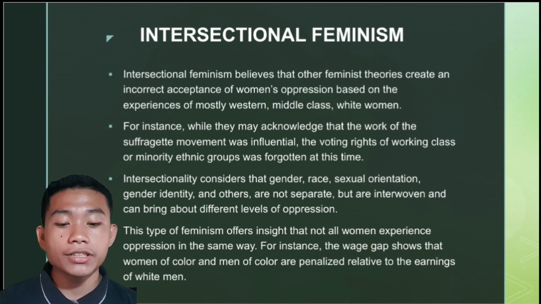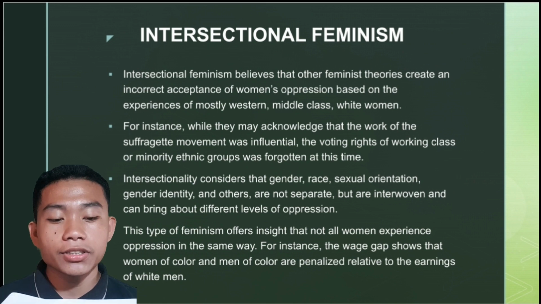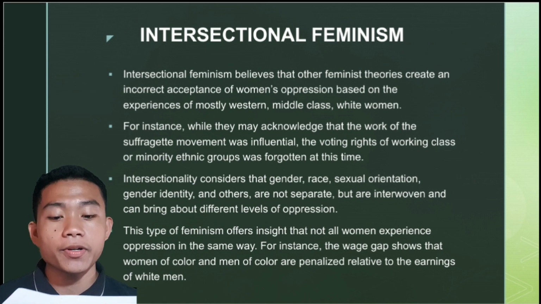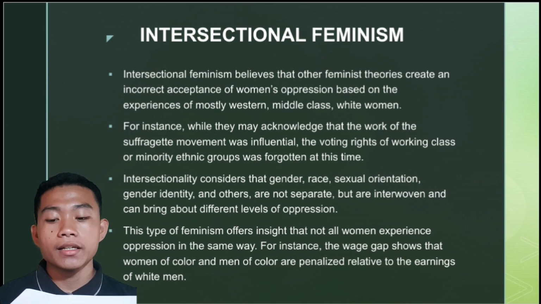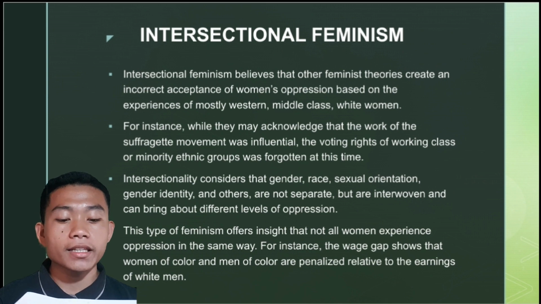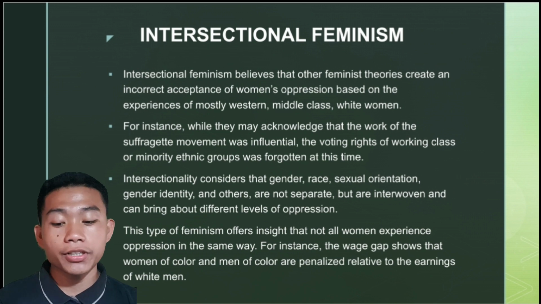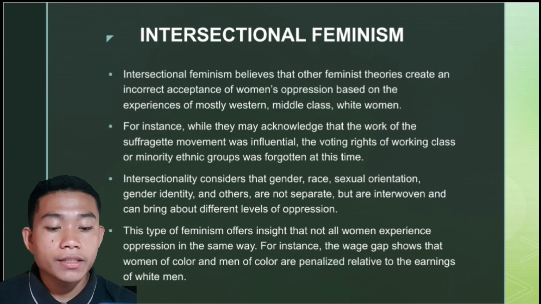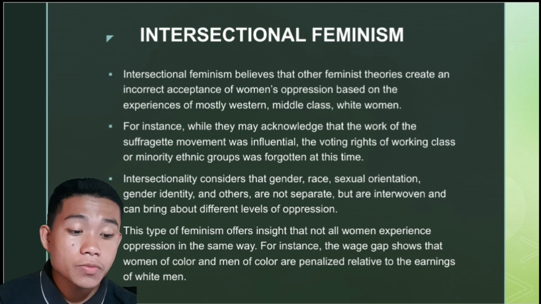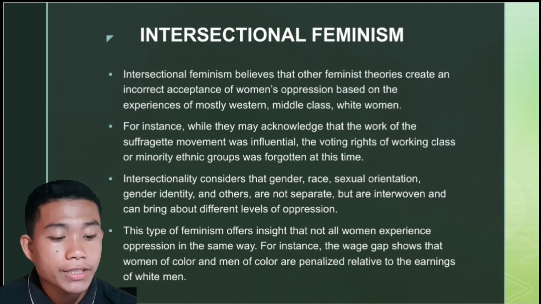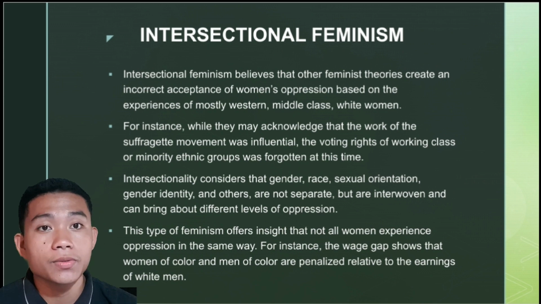Intersectionality considers that gender, race, sexual orientation, gender identity, and others are not separate, but are interwoven and can bring about different levels of oppression. This type of feminism offers insight that not all women experience oppression in the same way. For instance, the wage gap shows that women of color and men of color are penalized relative to the earnings of white men. Intersectional feminism means that it is a unique compound that involves both sexism and racism. It's so discriminative.